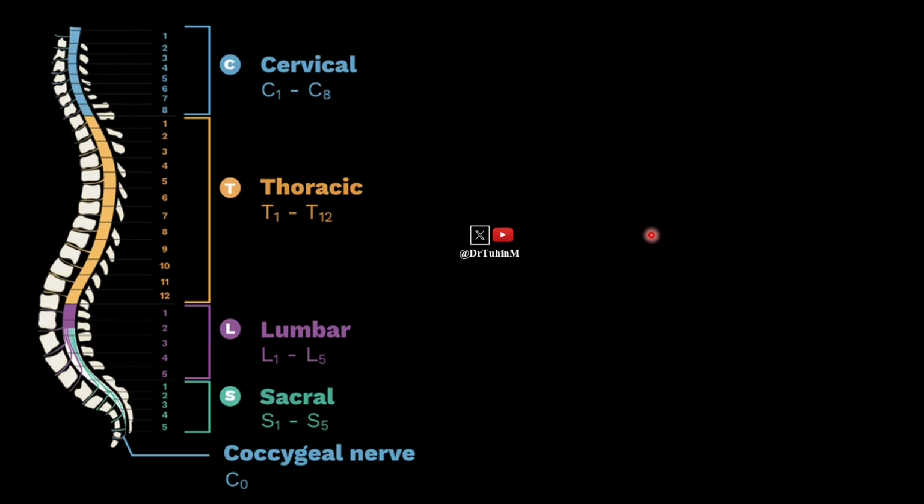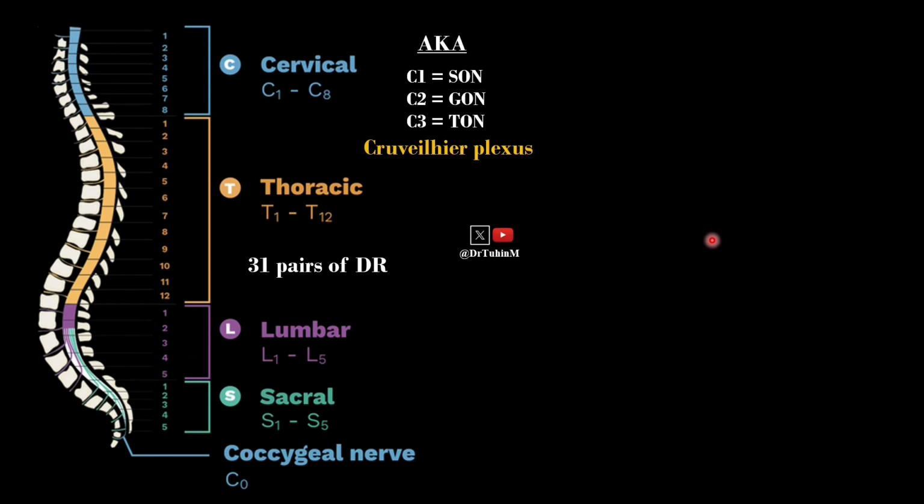There are 31 pairs of dorsal rami. C1 is also known as the suboccipital nerve. C2 is the greater occipital nerve, and C3 is the third occipital nerve. Three of them form the cruveilhier plexus, also known as the posterior cervical plexus. We have seen the anterior cervical plexus in superficial, intermediate, and deep. This one is the posterior cervical plexus, which is formed by the dorsal rami, and they subsequently supply the area.